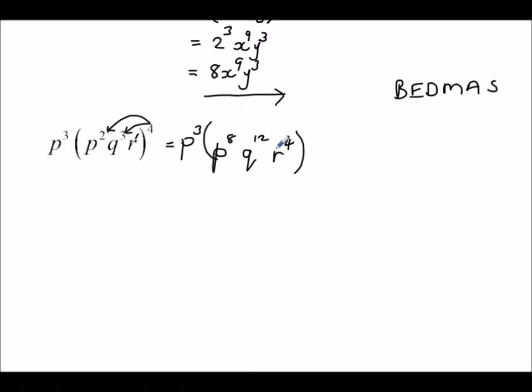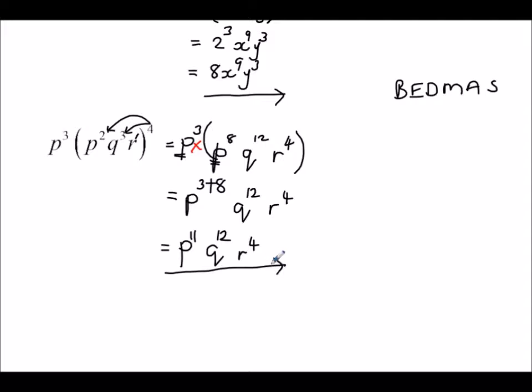Now remember, this is distribution or simply multiplication. When I multiply powers with the same base, as a p and a p, I write down the base and I add the exponent. So I'm going to go 3 plus 8, q to the 12, and r to the 4. You could leave out this step and go straight into p to the 3 plus 8 is 11, q to the 12, and r to the 4. That is the answer to that calculation.